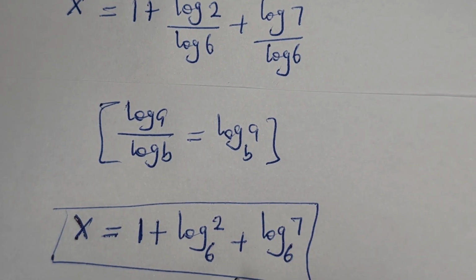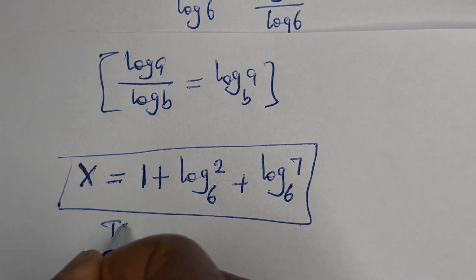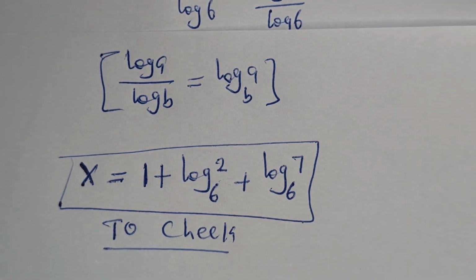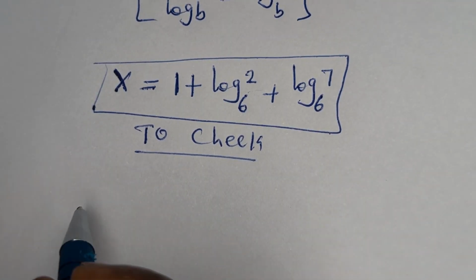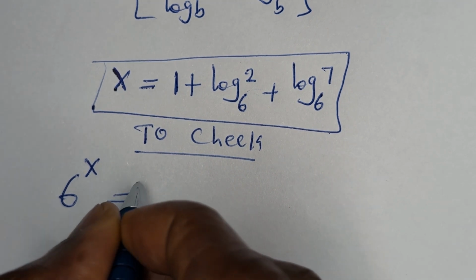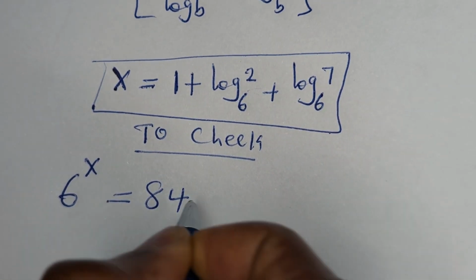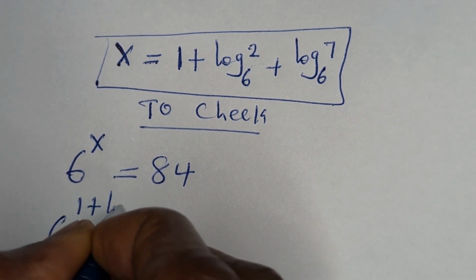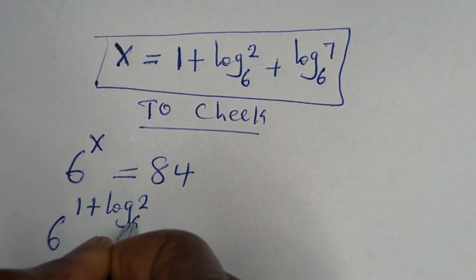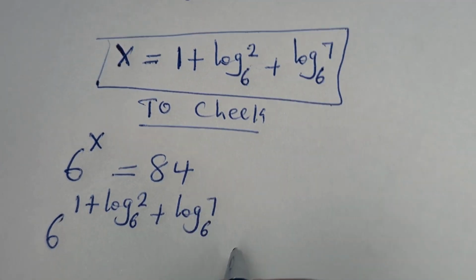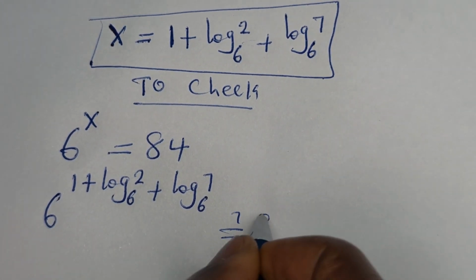We may check to confirm if this answer is right or wrong. Let's check. To check, we have the given equation 6 raised to power x is equal to 84. Then this is 6 raised to power 1 plus log 2 base 6 plus log 7 base 6 must be equal to 84.